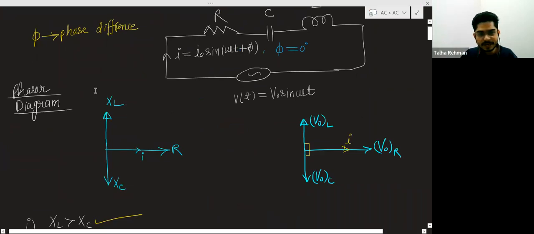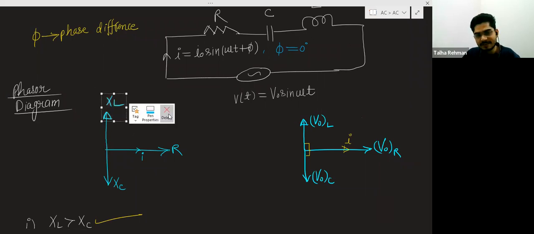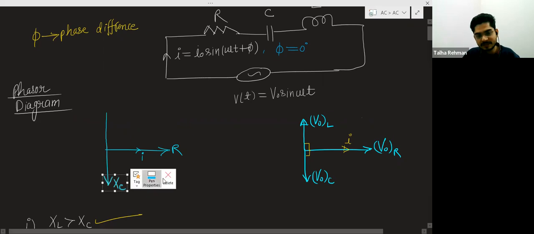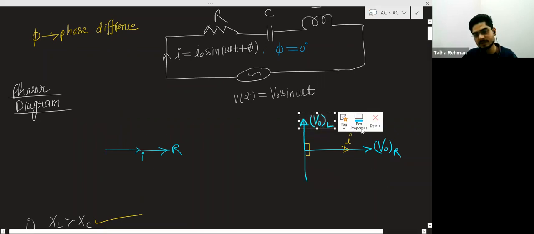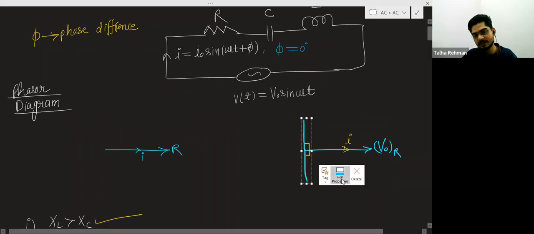The condition of the resonance, I have told you, is XL becomes equal to XC. So you can just imagine these two vectors are acting in opposite directions. So this XL will be cancelled out by this XC. So this will be the phasor diagram. Now this voltage and this voltage in magnitude will be equal, so this will be cancelled out by this.